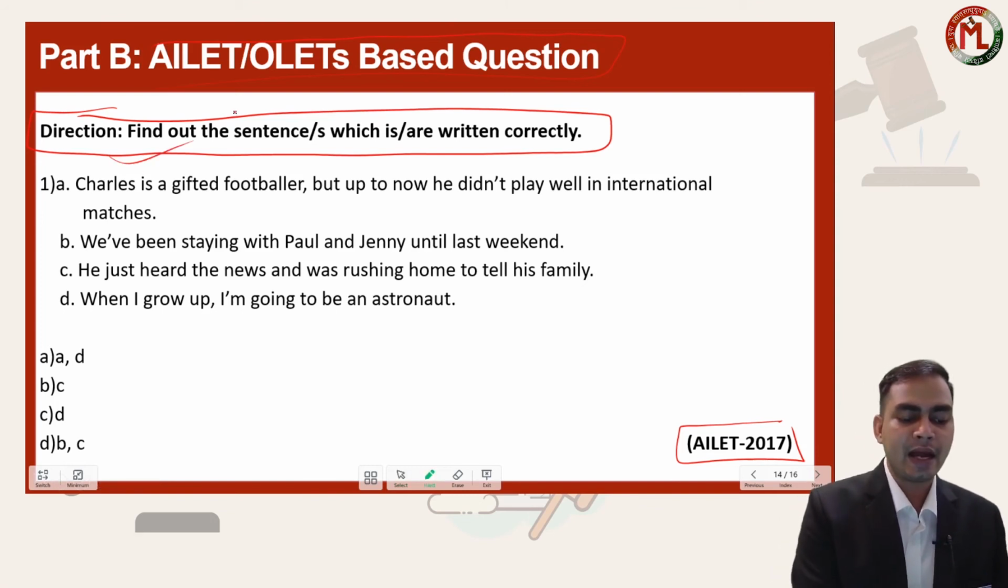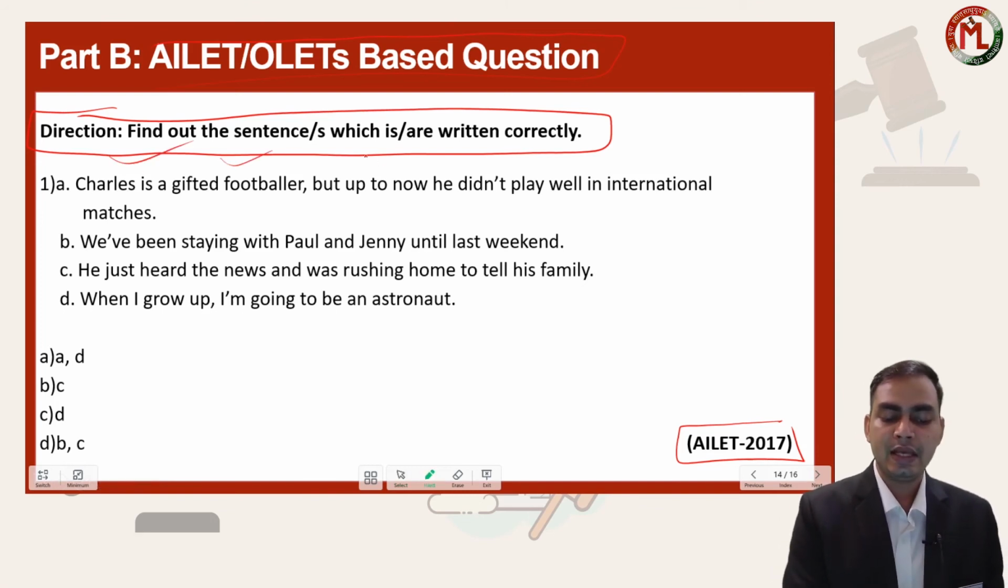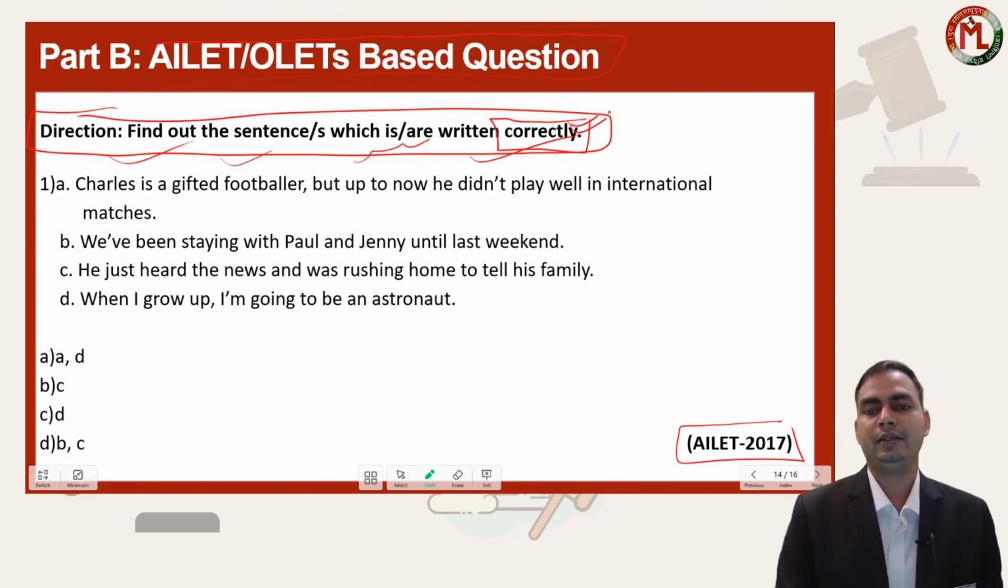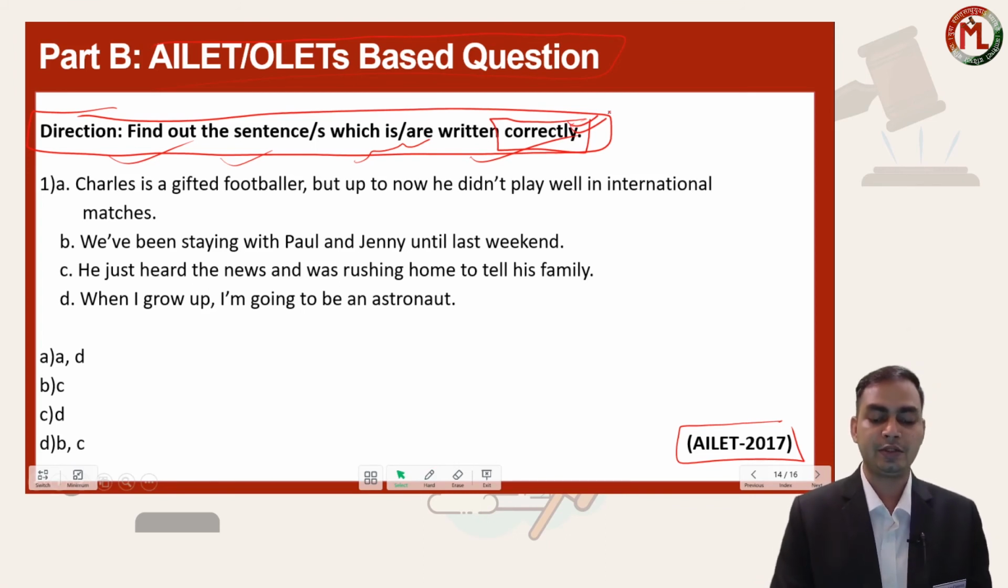Okay, so find out the sentences which is or are written correctly. So you need to look out for the sentence which has been written correctly. This is something that you need to keep in your mind, that while looking at the sentence you need to find whether the sentence is correct or not.